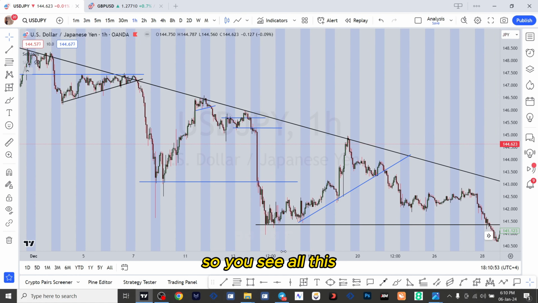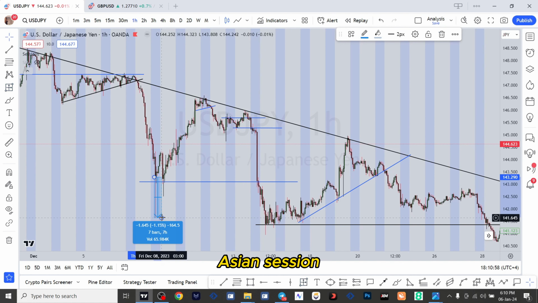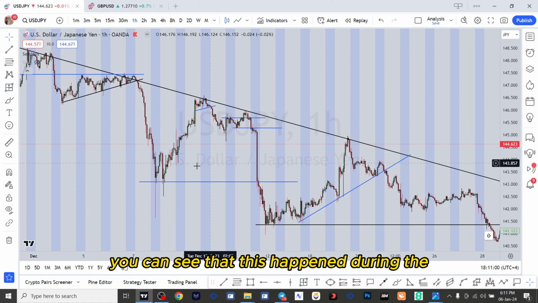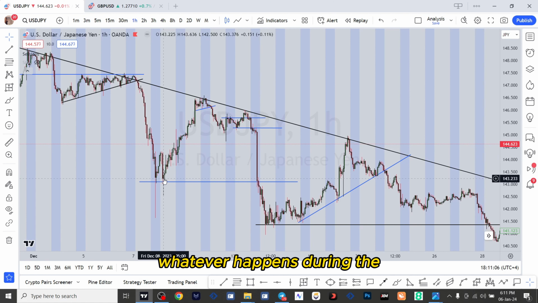So you see all this most times happens during the Asian session, because over here you can see that this happened during the New York session, but at the same time, a lot of the wicks or the liquidity happens during the Asian session, not the New York session.